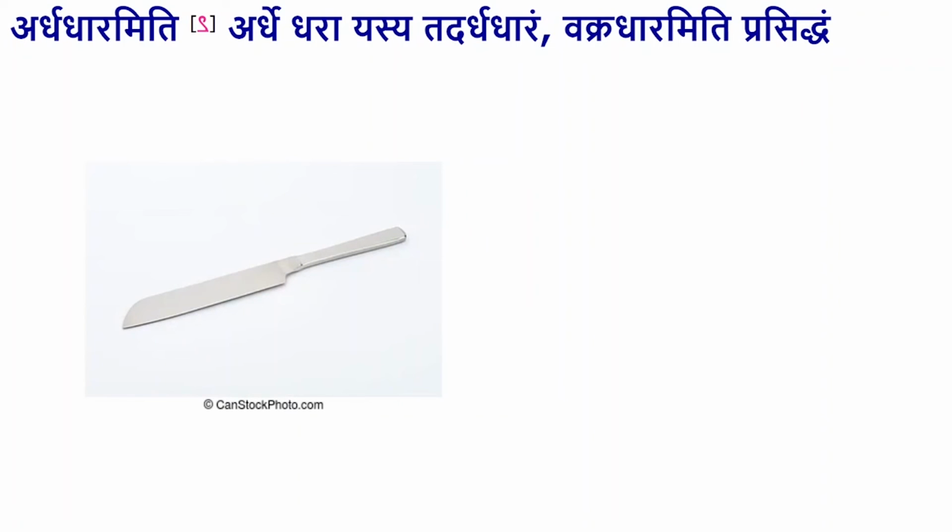Ardhadhara is Ardhedhara Yasya Tadardhadharam Vakradharam Iti Prasiddham. Ardhadhara is when a knife has one edge sharp and the other edge is quite rigid and hard. Whenever there is a need to hit a strong object with repeated hitting movement, we use that kind of rigid knife. These are called bistuaries. It's a sort of scalpel, but in the current practice, most of the time bistuaries are used in the postmortem dissection rather than in the surgical OT dissection. In OT dissection, we use more sophisticated instruments.